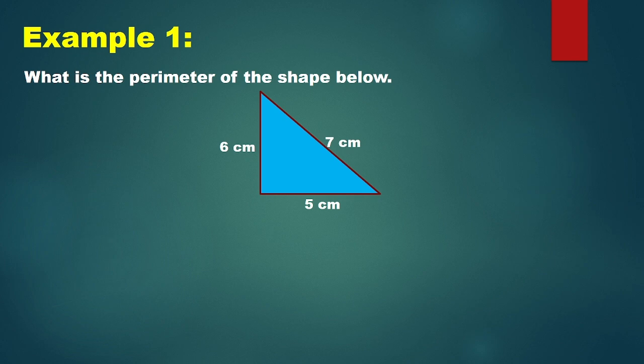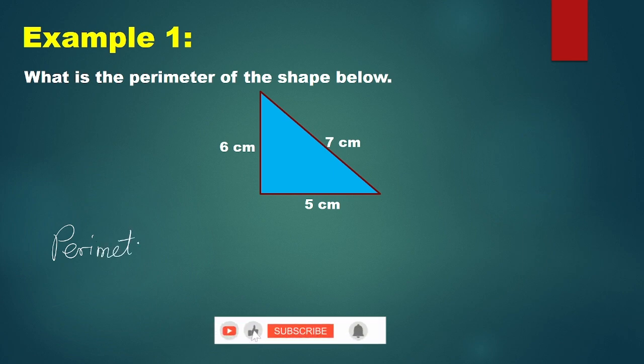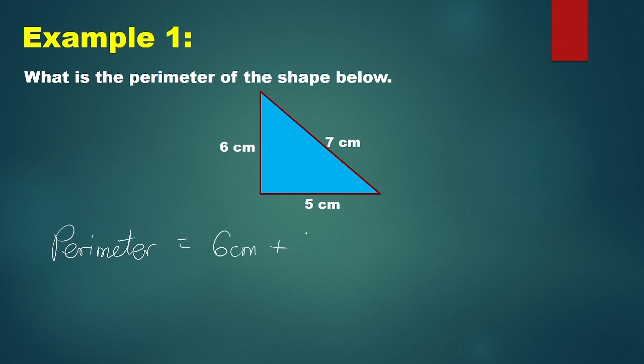What is the perimeter of the shape below? So we have a triangle that has three sides, and we want to find the perimeter of this shape. All we have to do to find the perimeter will just simply be the addition of all the sides. That is 6 centimeters plus 7 centimeters plus 5 centimeters. So my perimeter will simply be 6 plus 7 is 13, and 13 plus 5 is 18 centimeters. So that's the perimeter of that triangle.